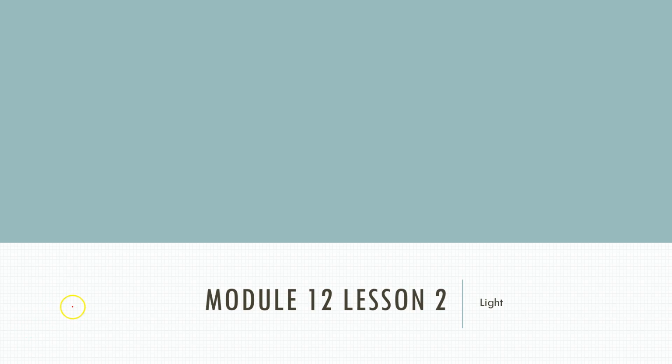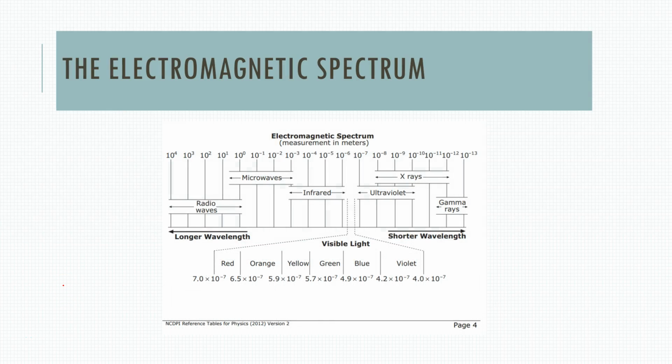This is Module 12, Lesson 2. This is going to be a very short lesson about light. So I'm starting with this, but I do have some information on the next slide that will help you fill in your boxes.